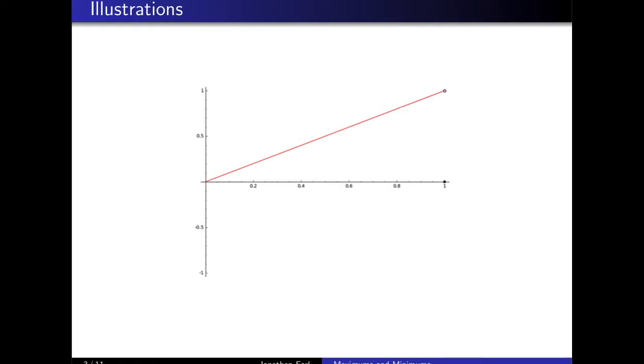At the same time, there is no absolute maximum. And the reason for that is because there is no biggest value that the function takes on over this interval 0 to 1. If you proposed any value, like 0.99, I could always get a slightly bigger value by moving a little bit closer to 1. So if you propose that 0.99 is the absolute maximum, I can move over to 0.999, get something bigger. So there's no absolute maximum here.